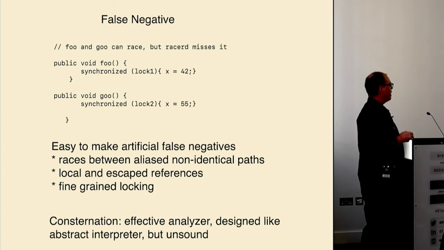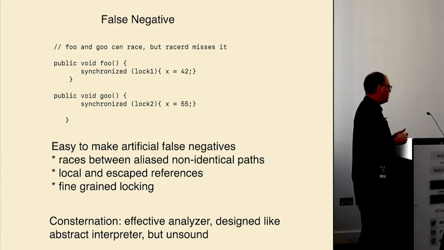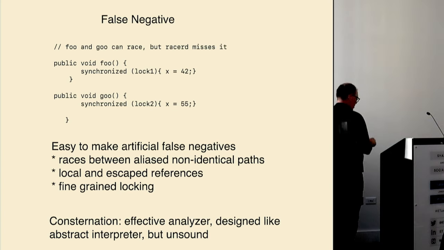And it was easy to make false positives, so it's possible to make false positives. For instance, we didn't even track the identity of locks. We just asked, is there any sync, not which lock. So in this one, there is a race between those two because those are different locks, so they don't exclude one another, but we wouldn't find it. So there were lots of artificial false negatives.